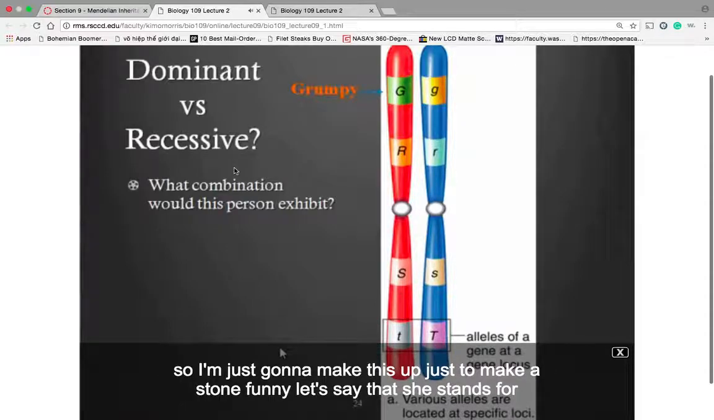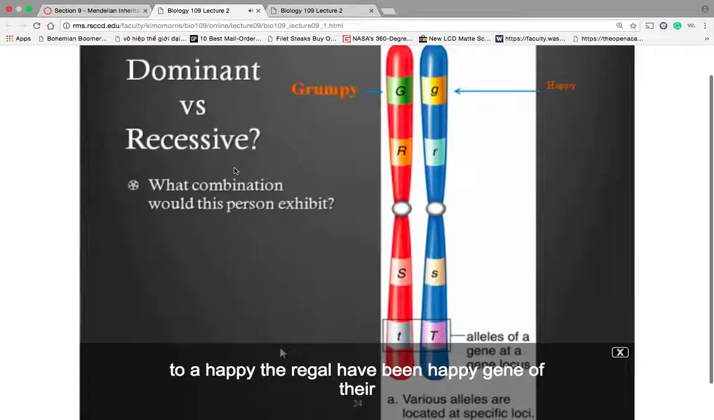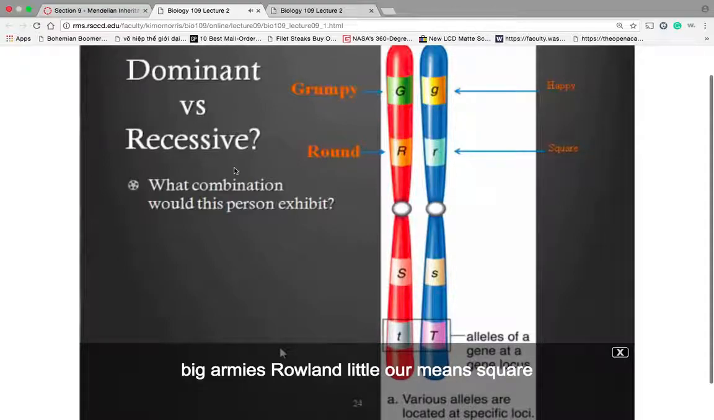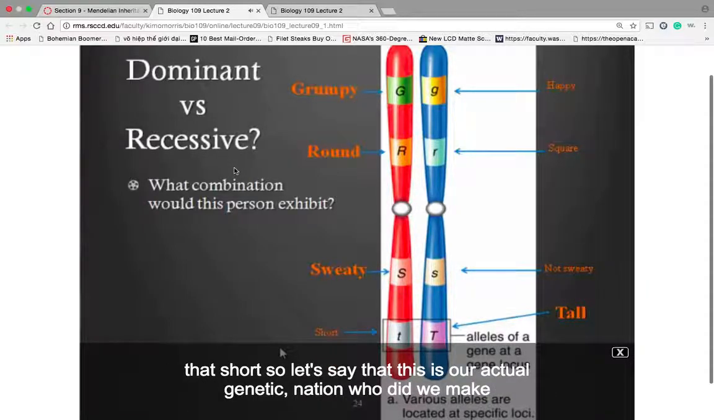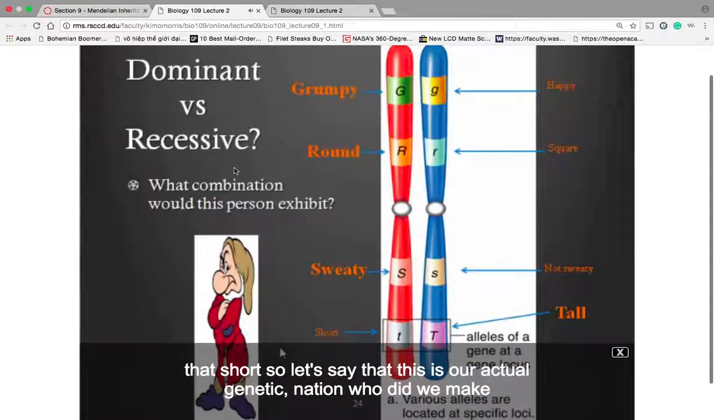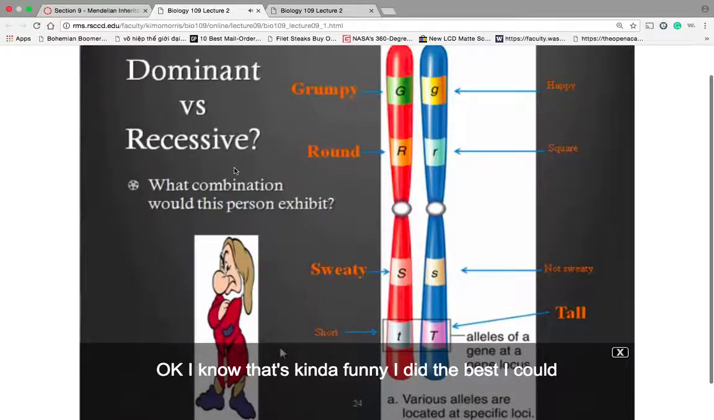So I'm just going to make this up just to make this kind of funny. Let's say that G stands for grumpiness, where capital G would be grumpy and little g would be not grumpy. Okay, happy. There you go. That would be the happy gene over there. Big R means round, little r means square. Maybe big S means sweaty and little s means not sweaty. Okay, I'm totally making this up, guys. Okay, big T means tall and little t means the opposite of that, short. So let's say that this is our actual genetic combination. Who did we make? Well, I did my best to make a grumpy, round, sweaty, tall guy. Okay, I know that's kind of funny. I did the best I could.